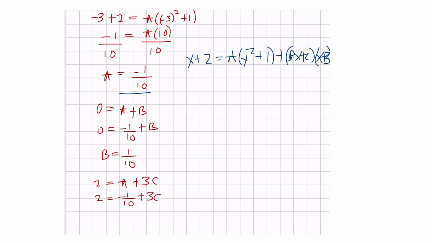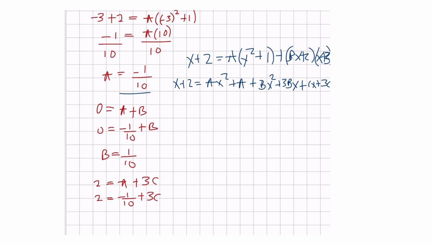Now, if we expand this equation here, we're going to get x plus 2 equal to ax squared plus a plus bx squared plus 3bx plus cx plus 3c. So now for us to be able to move further and solve and get the value of the unknown constants b and c, we have values that have got b on the right hand side and those on the left hand side.